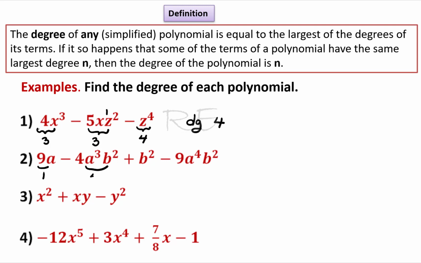9a is degree 1. The second term is degree 5. The third term is degree 2. The fourth term is degree 6. So the degree of this polynomial is 6.